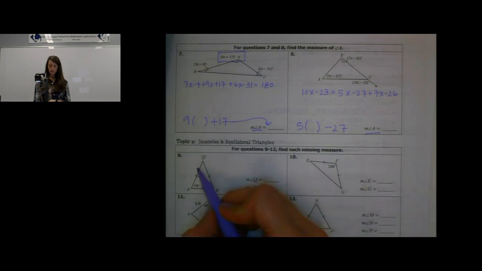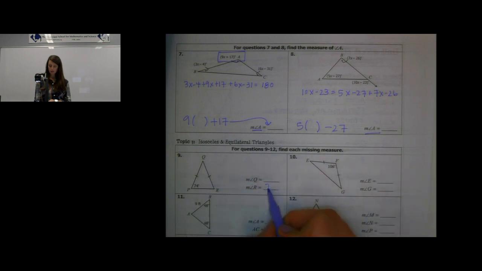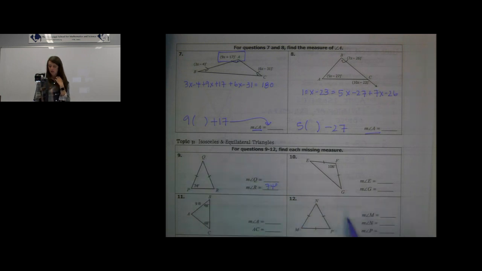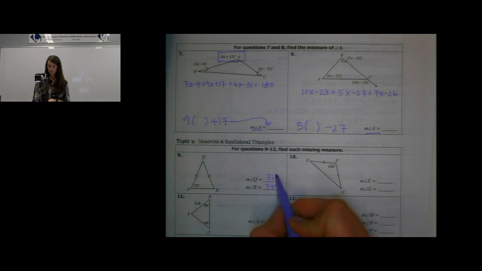So if I have 2 congruent sides, then that means that angle R right there is also going to be 74 degrees because these 2 sides are equal, so they're isosceles there. So Q is going to be 32.